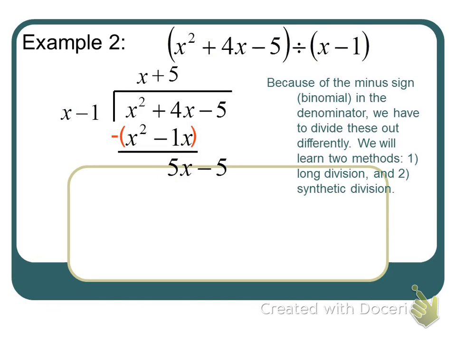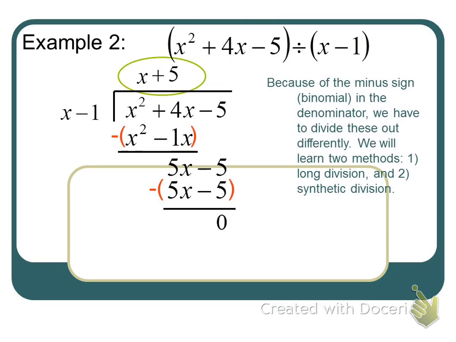The next step in the process is to multiply. 5 times x minus 1 is 5x minus 5. And when we subtract those, everything goes away and we have a nice little 0 remainder. So x minus 1 goes into x squared plus 4x minus 5, x plus 5 times.